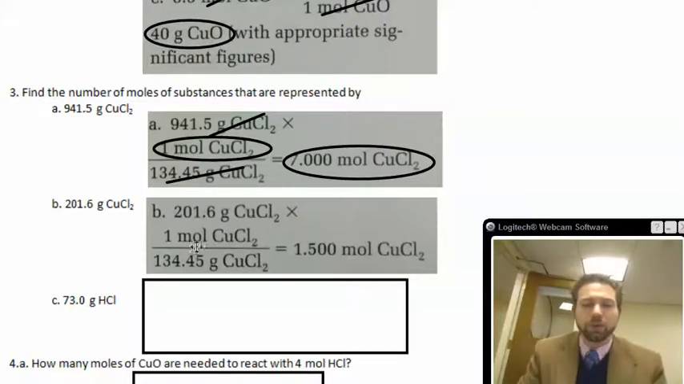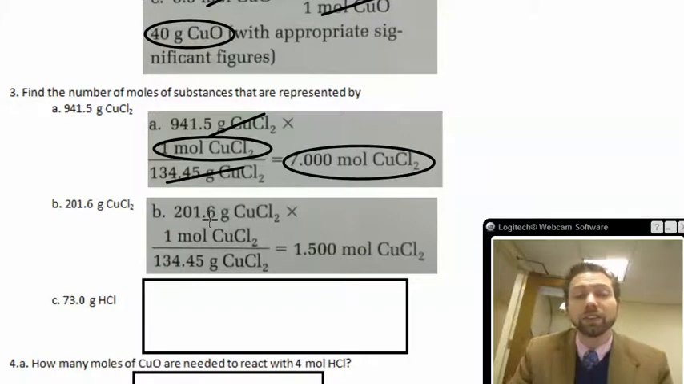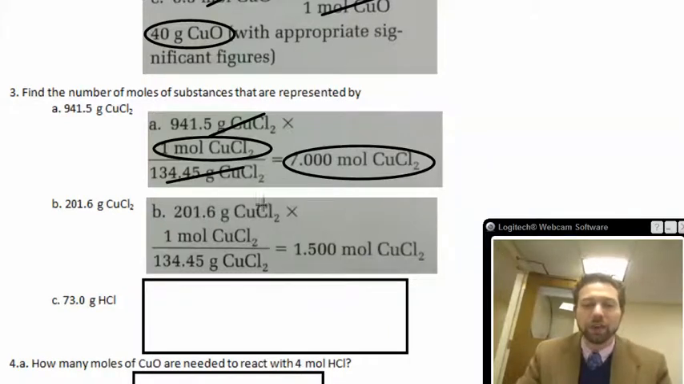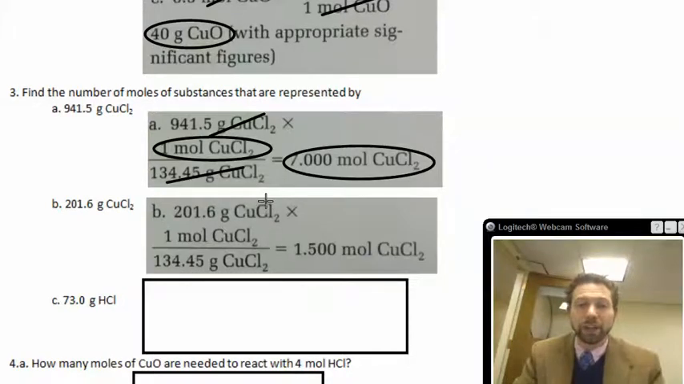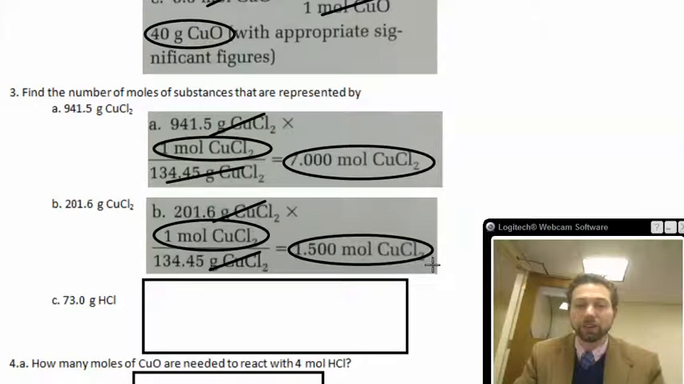What we do again is we take 201.6 grams and divide the grams by the conversion factor, which is 134.45 grams for every mole of copper chloride. So again, we can cross out grams because they cancel out, and we're left with moles, and the answer is 1.5 moles of copper chloride.